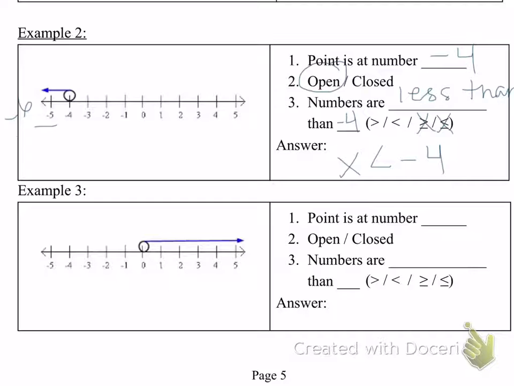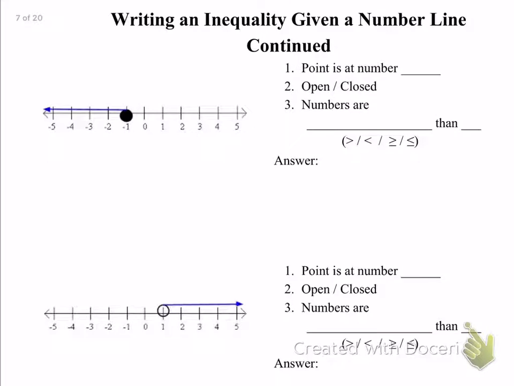For number 3, our point is at 0, and it's an open circle, not closed. That means these two inequalities are out of here. The numbers 1, 2, 3, 4, and 5 are greater than 0, so we can get rid of our less than symbol, and we know that x is greater than 0. These ones are pretty similar once you're starting to get the hang of the inequality signs and the direction of the line. Let's keep going on to some more examples.